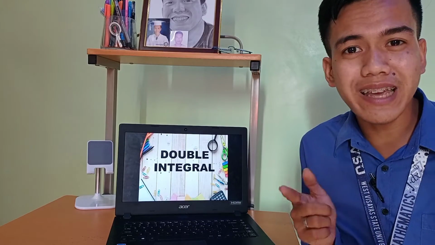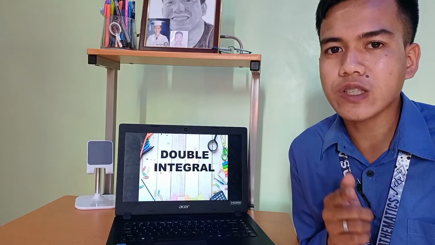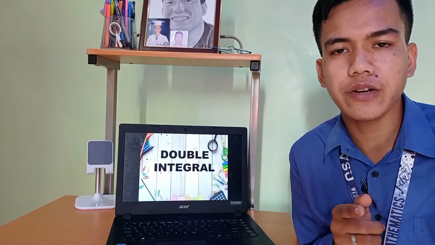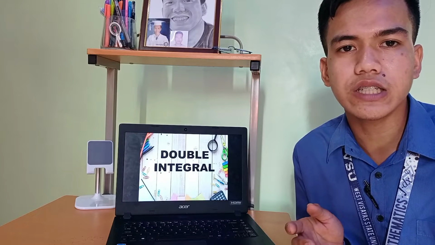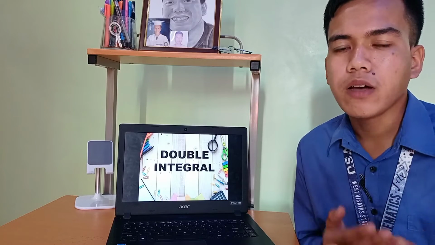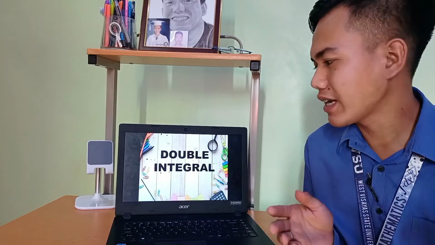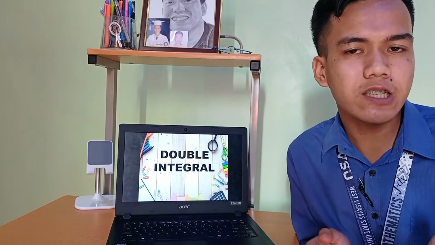So for today, we'll be dealing with understanding the double integral. But did you know, class, during the first time that I browsed the lesson regarding double integral, I found lots of difficulties and challenges in dealing with this. And now, I am trying to cope little by little in understanding the double integral. For now, let us discuss it simpler.